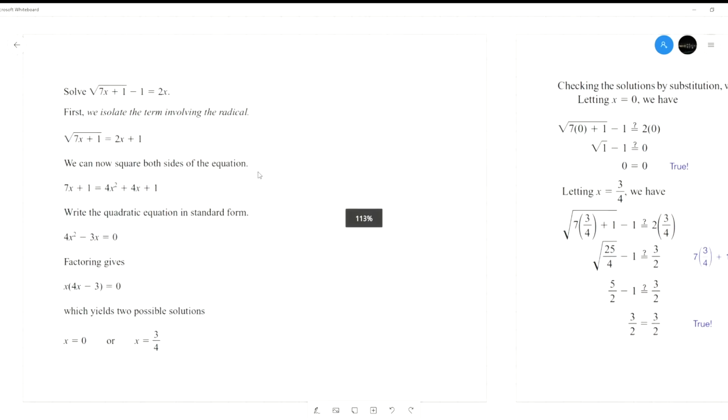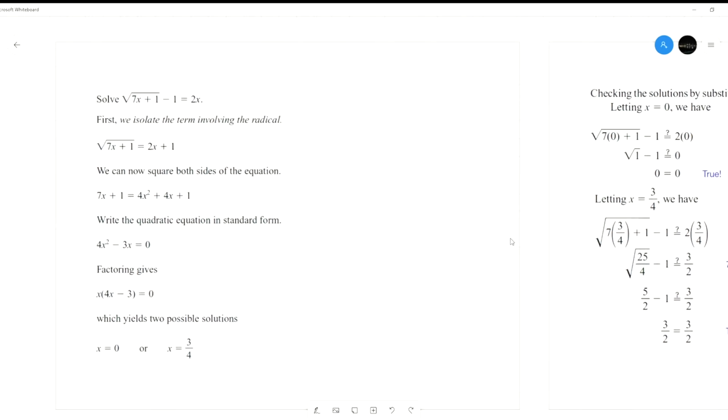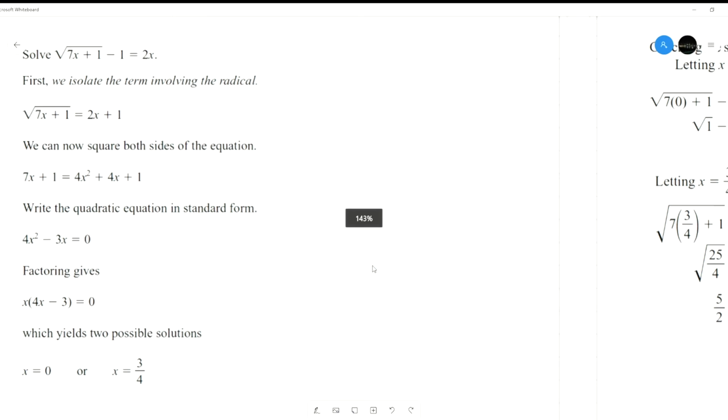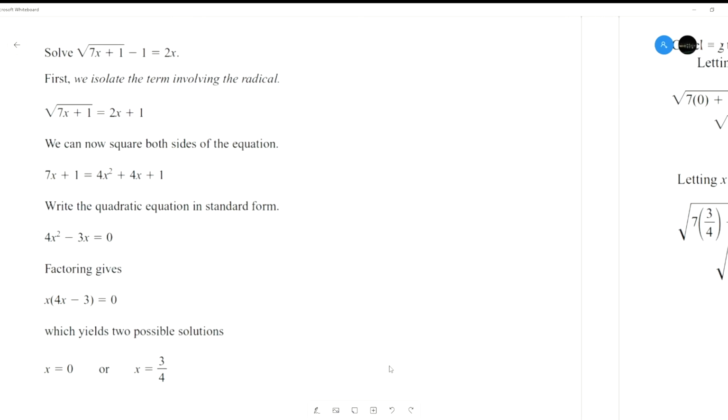Let us continue on. We may see examples like this where the final answer is a fraction. Okay, we have the square root of 7x plus 1, minus 1 equals 2x. So first we have to isolate the radical, right? That means this non-radical minus 1 needs to go to the other side. So plus 1, plus 1. So that we get the square root of 7x plus 1 is equal to 2x plus 1.